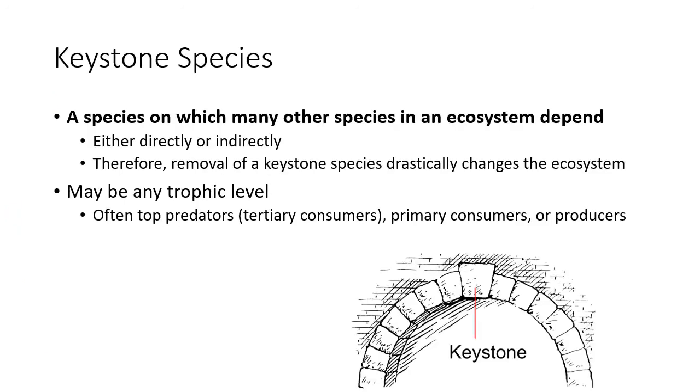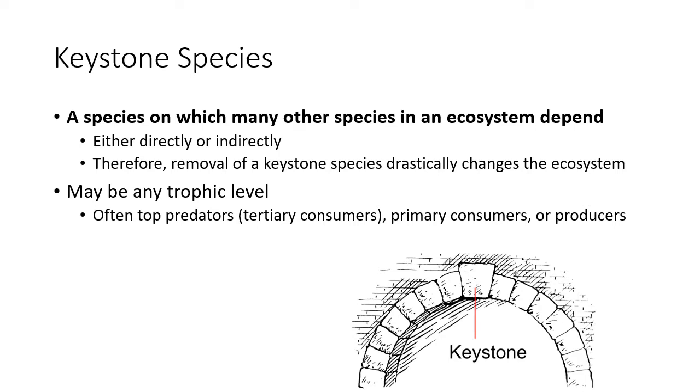So we're going to start with keystone species. A keystone species is any species on which many other species in an ecosystem depend. Basically, if you remove the keystone species, you're going to have these trophic cascades where one species goes that really depends on the keystone, and another species, and another species, all radiating out from this keystone species, all moving down the food chain as well.